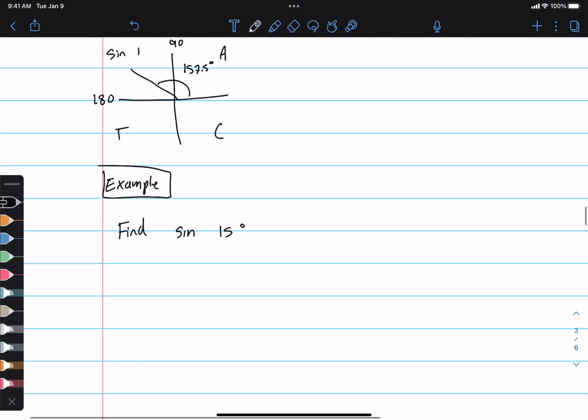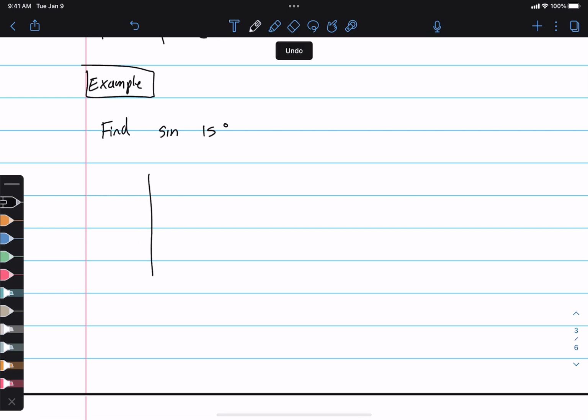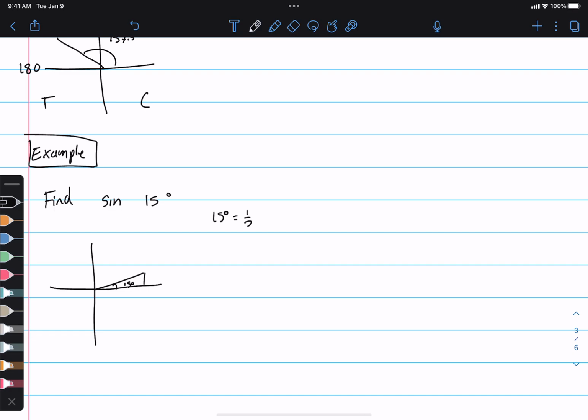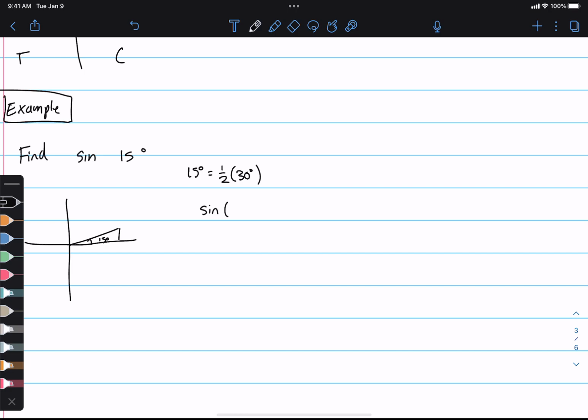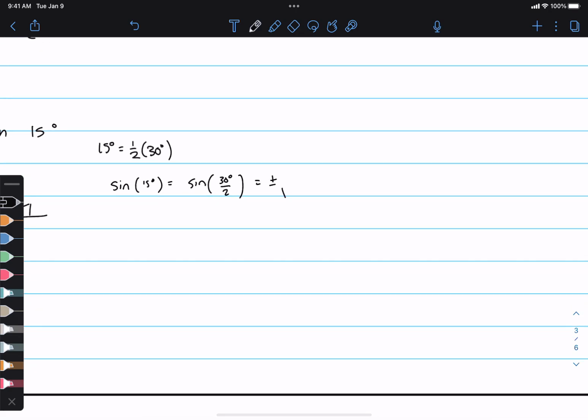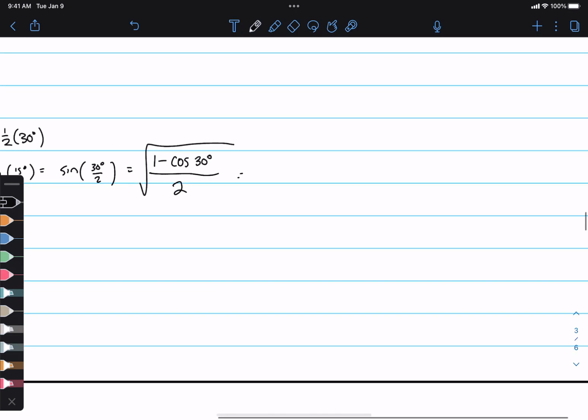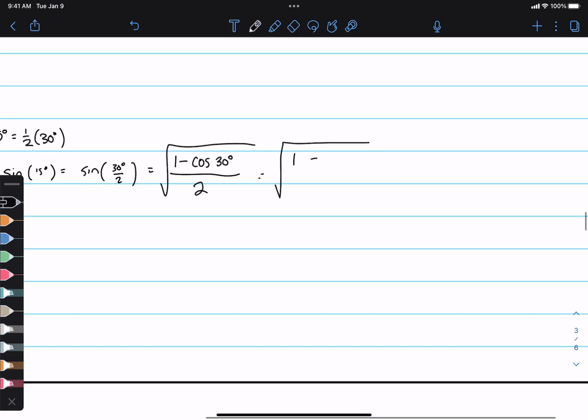So our next example is to find the sine of 15 degrees. We're going to draw our unit circle. And again, 15 degrees is going to be like here, right? So sine is positive still. And so we know that 15 degrees is 1/2 of 30 degrees, right? And so sine of 15 degrees is the sine of 30 degrees over 2, which is plus or minus the square root, and it's plus because it's in the first quadrant, of 1 minus cosine of 30 degrees divided by 2, right?